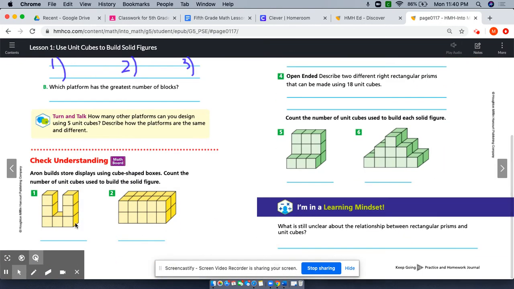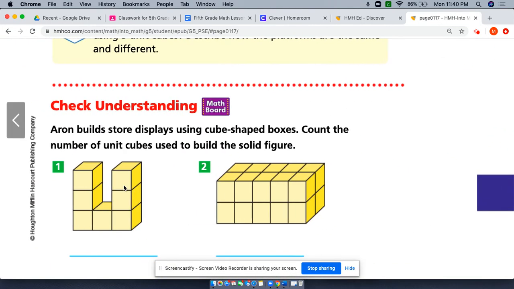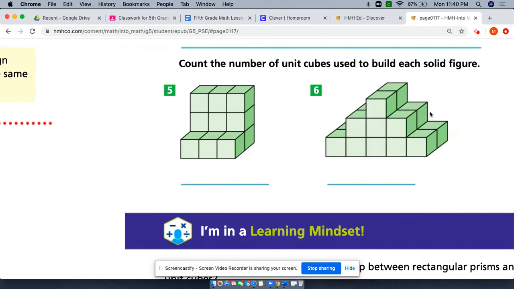Okay, let's scroll down over here. It's the same thing as question B above. It's talking about Aaron. Aaron builds store displays using cube-shaped boxes. Count the number of unit cubes used to build the solid figure. So how many cubes did he use here? How many cubes are used here? And you just give your answer on the line in your workbooks.